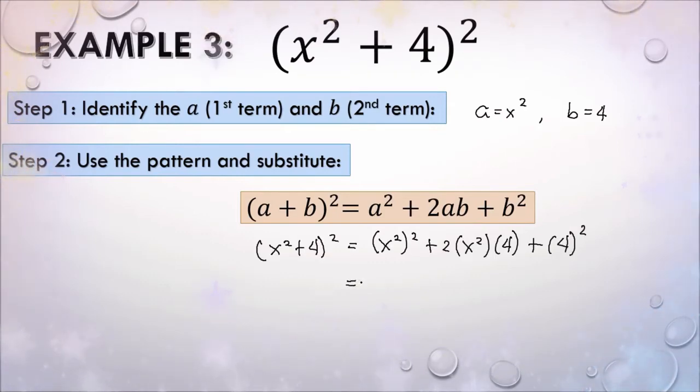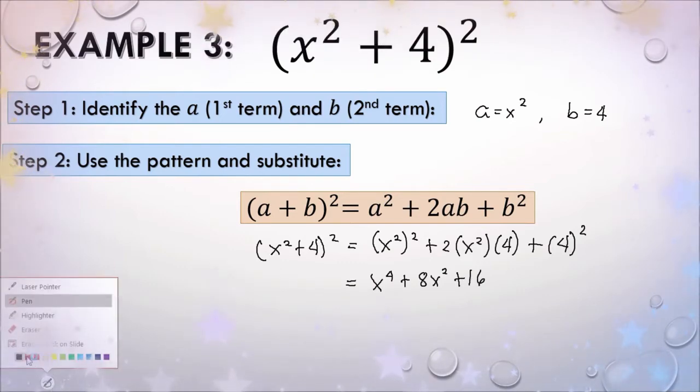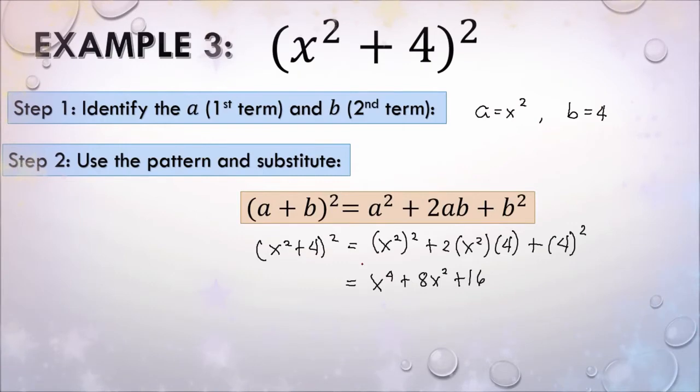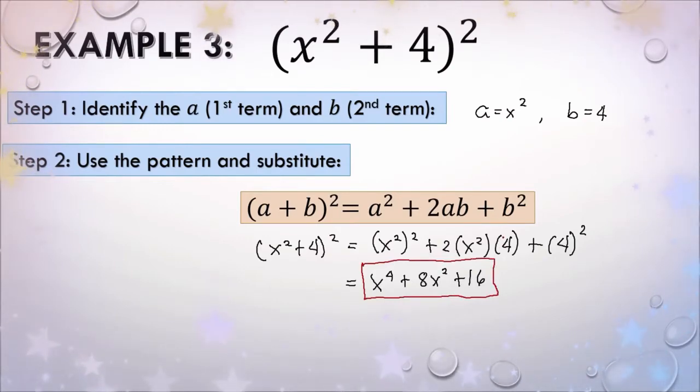Then simplify. What do you think is the answer? Please write your answer on the text box below. If your answer is x to the 4th plus 8x squared plus 16, then very good, you are correct. And as I've said, always box your final answer. That is all for square of the binomial. Thank you. Until the next video.